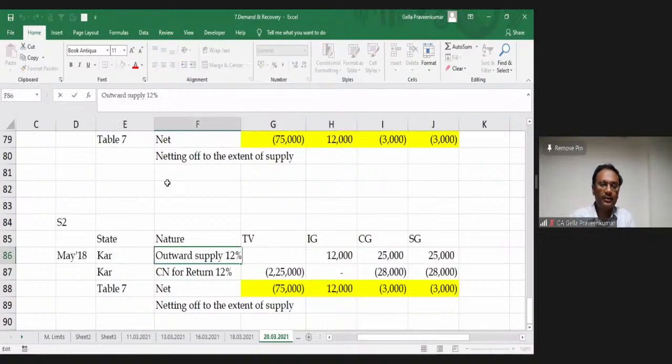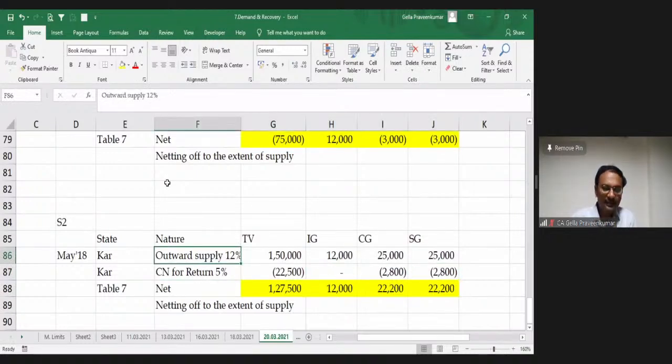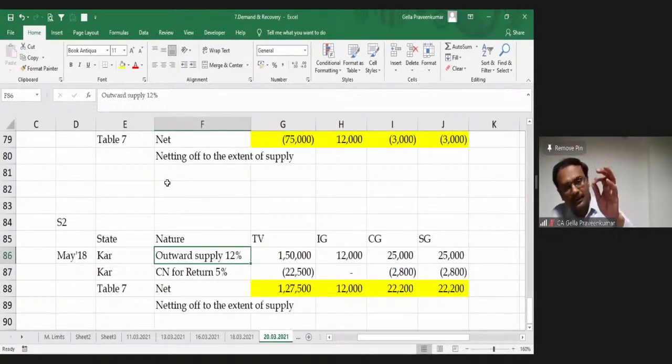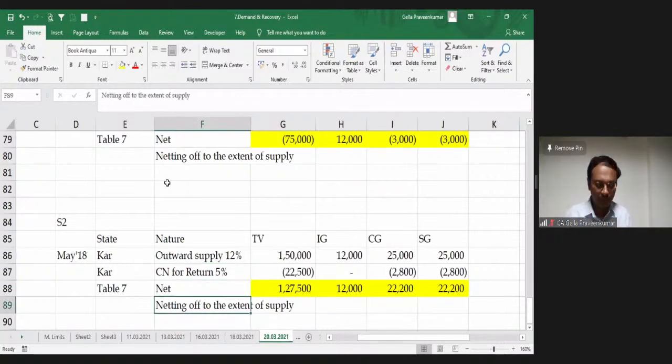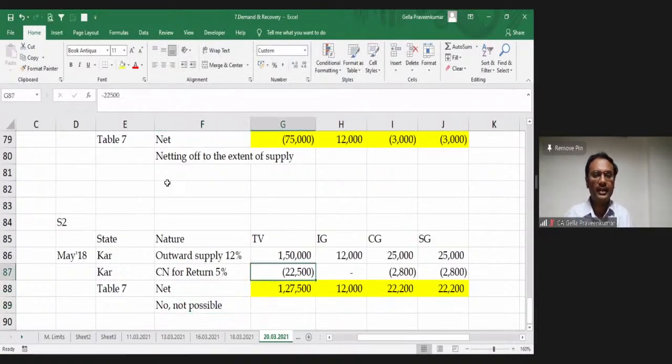So what if my outward supply is 12% and the credit note is for 5%? I'll reduce the figures. Now I have outward supply of 12% and returns of 5%. Can I net off? The answer is no, not possible. So here I will not show these negative values in my GSTR 1.